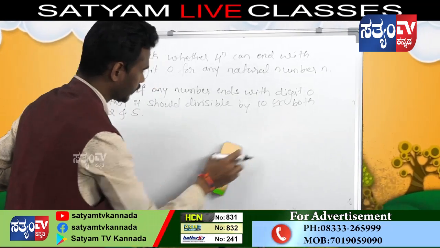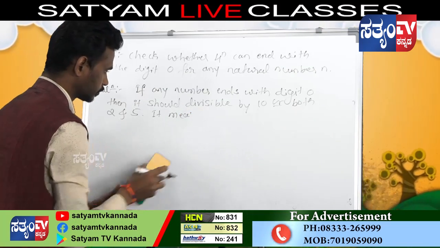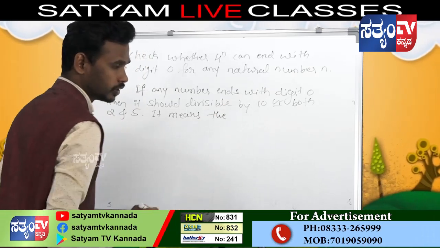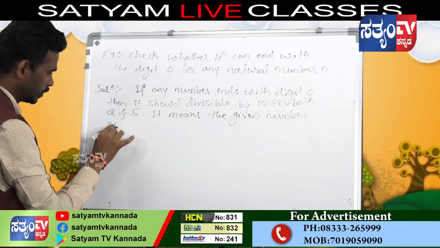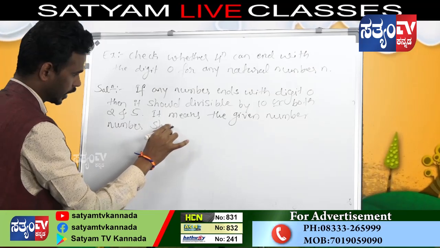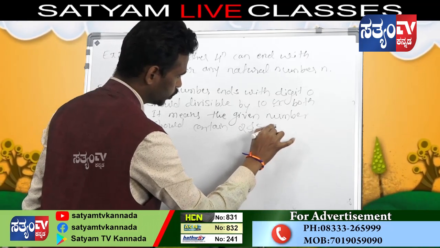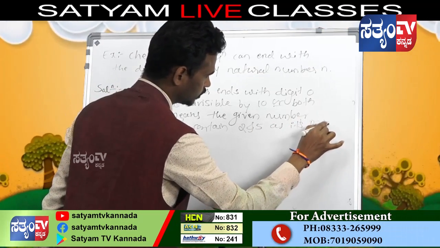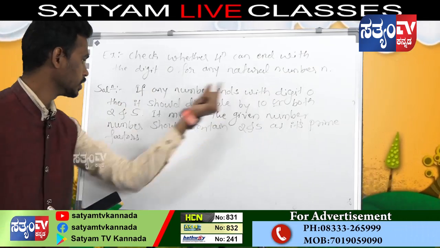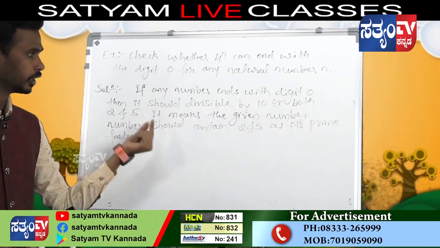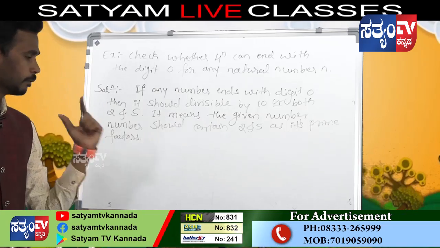So it means the given number should contain 2 and 5 as its prime factors. If any number ends with digit 0, then it should be divisible by 10, or both 2 and 5. It means the given number should contain 2 and 5 as its prime factors.